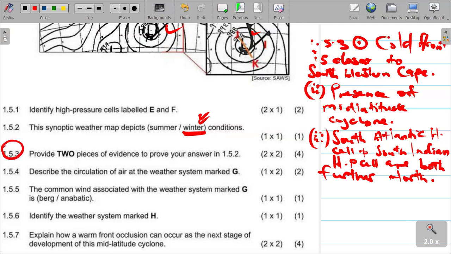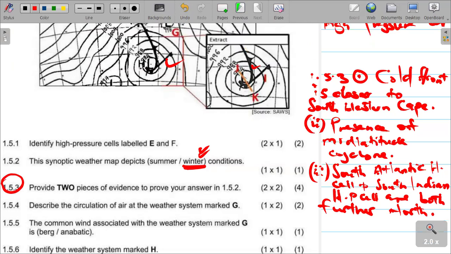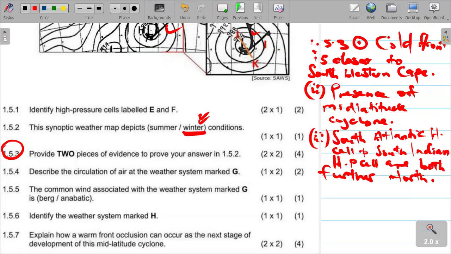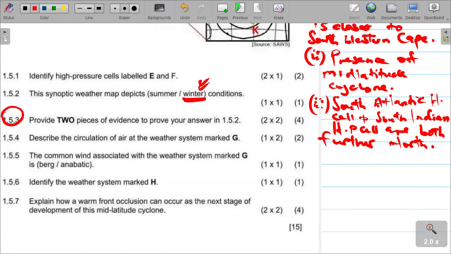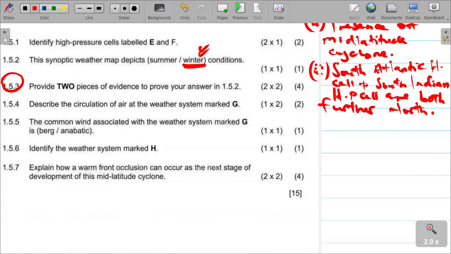We are on question 1.5.3. Evidence that suggests why we say that it is winter is the cold front closer to the southwestern Cape, and again the presence of the mid-latitude cyclone. The South Atlantic and South Indian high pressure cells are both further north. They identify that position in winter.